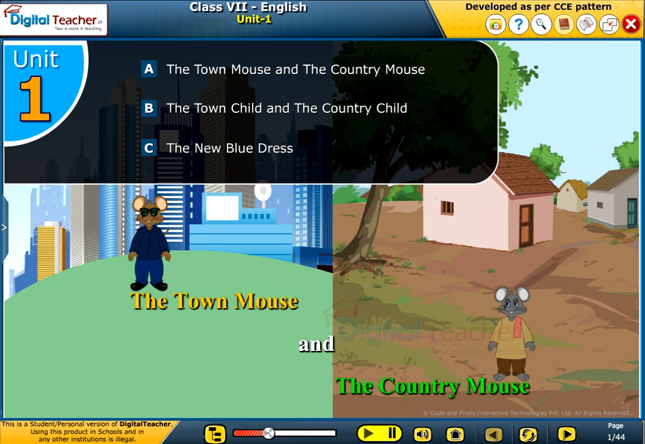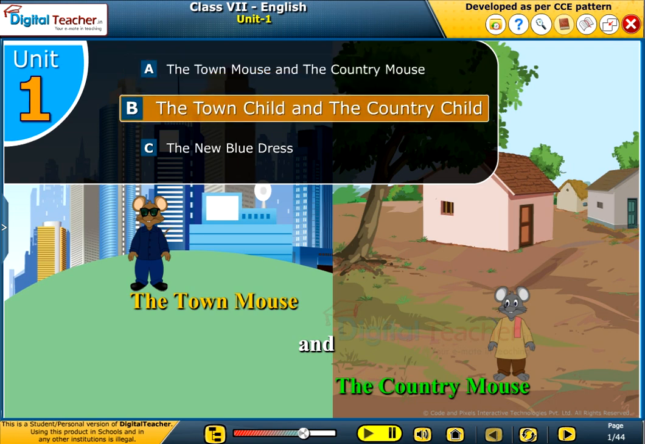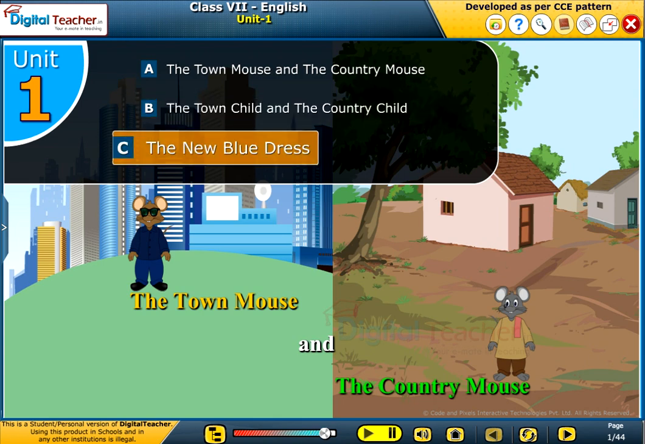This unit is classified into three sections. They are Section A, the Town Mouse and the Country Mouse. Section B, the Town Child and the Country Child. Section C, the New Blue Dress.